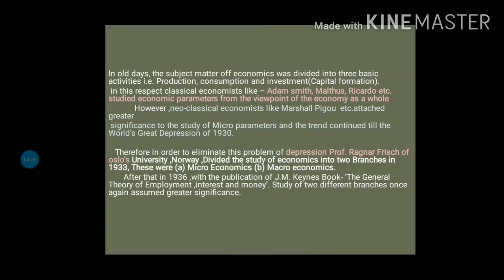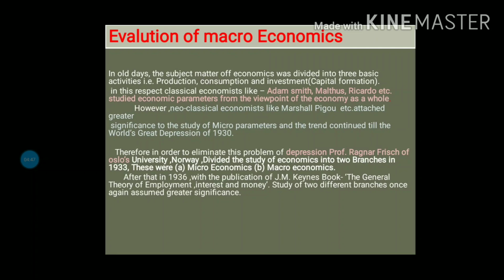But after that, in 1936, with the publication of John Maynard Keynes' celebrated book, The General Theory of Employment, Interest and Money, the study of the two different branches once again assumed greater significance. It was the time when macroeconomics came into existence as a separate branch. So the credit goes to John Maynard Keynes, and that is why Keynes is also known as the father of macroeconomics.